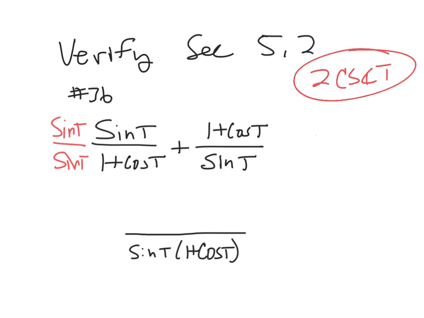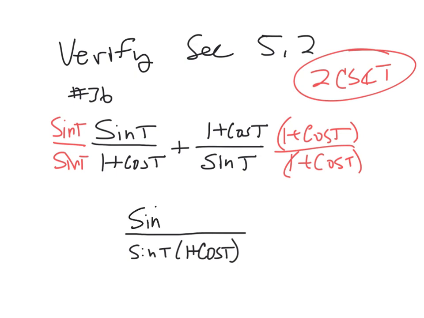So I'm going to multiply this by 1 plus cosine t over 1 plus cosine t, because of that denominator, right? So now I've got common denominators. They're both over sine t times 1 plus cosine t. So I'm going to multiply sine t times sine t, and that's going to give me sine squared t. And then on the right, I'm multiplying 1 plus cosine t times 1 plus cosine t, which means I have to FOIL it or expand or multiply.